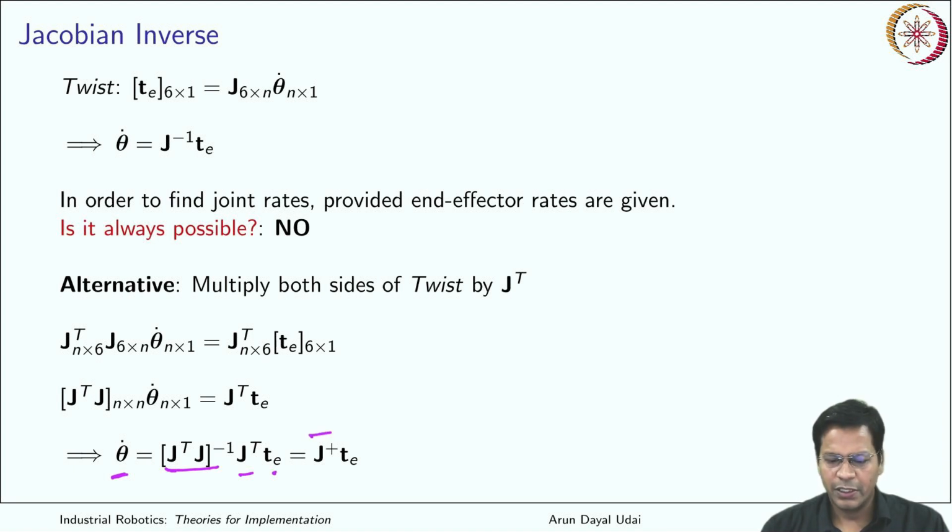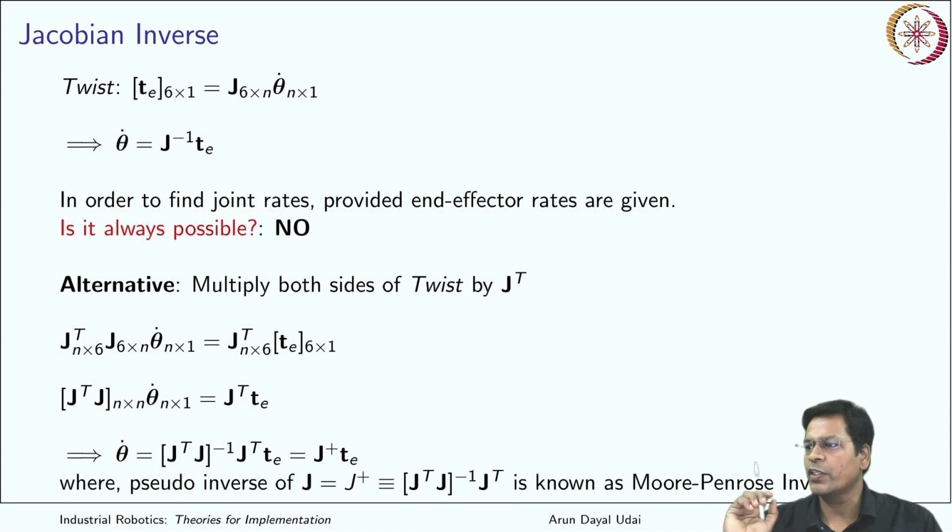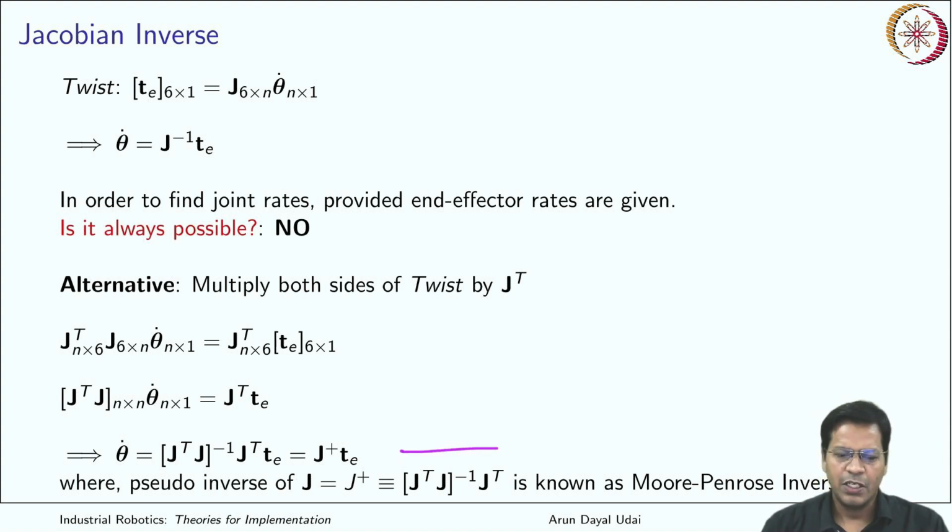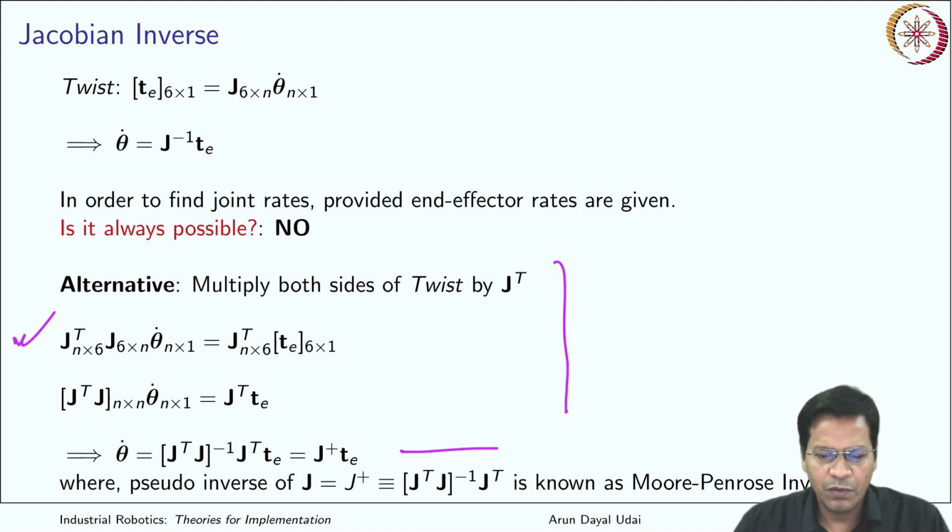This is known as J plus, commonly known as the pseudo inverse of J. It is also known as the Moore-Penrose inverse. That is a standard method of finding the inverse for a non-square matrix. So this is what can be used for a robot for which degrees of freedom is more than 6. If it is less than 6, maybe 5 or 4, a similar technique can be adapted. Even with this, it is not always invertible. The matrix can be singular. In that case, this also is not doable.